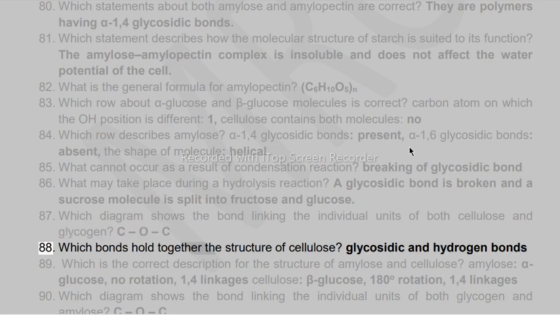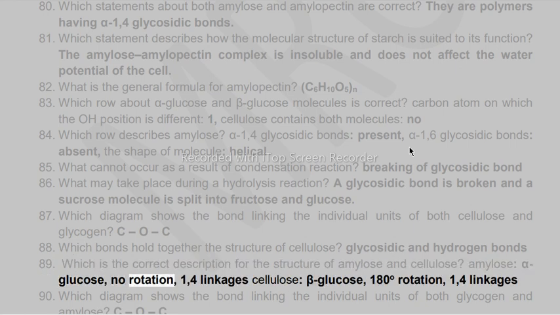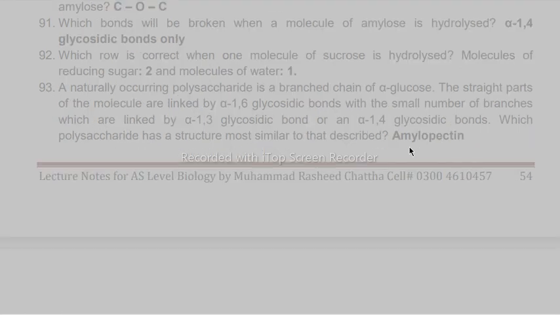C. 88. Which bonds hold together the structure of cellulose? Glycosidic and hydrogen bonds. 89. Which is the correct description for the structure of amylose and cellulose? Amylose, alpha-glucose, no rotation, 1,4 linkages; cellulose, beta-glucose, 180 degree rotation, 1,4 linkages. 90. Which diagram shows the bond linking the individual units of both glycogen and amylose?